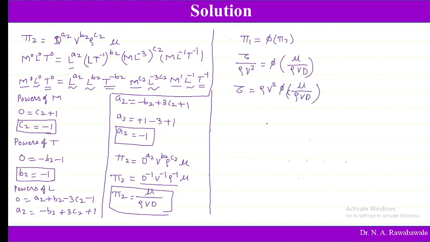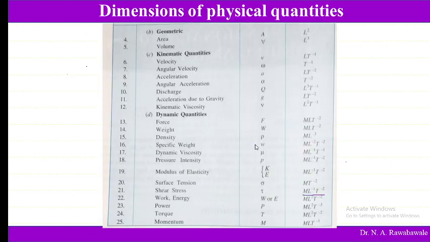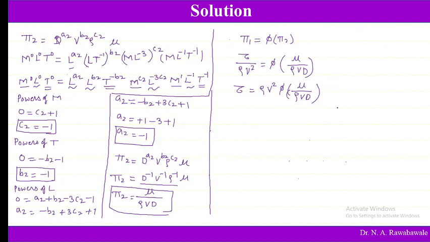So what is given in this question? Tau is equal to rho v square, so this is correct. Psi function of rho v d divided by mu. So somewhere there may be a mistake in the question itself that we have to rectify. We will see it. Okay, thank you. So this is how we have correlated shear stress with the remaining terms. So we have not committed any mistake. If you find any mistake in these calculations, please convey it to me so that I can correct. Okay, thank you.